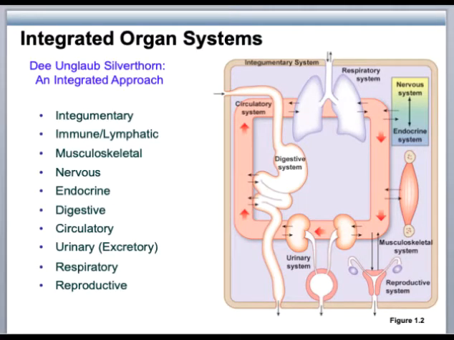Our text by D. Silverthorne highlights the integrative nature of physiology and makes a lot of connections between different organ systems. And on this figure, we see some of the systems that we'll explore in this course. Figure 1.2 really highlights the fact that our body consists of many integrated systems that have to interact with each other as well as the external world.